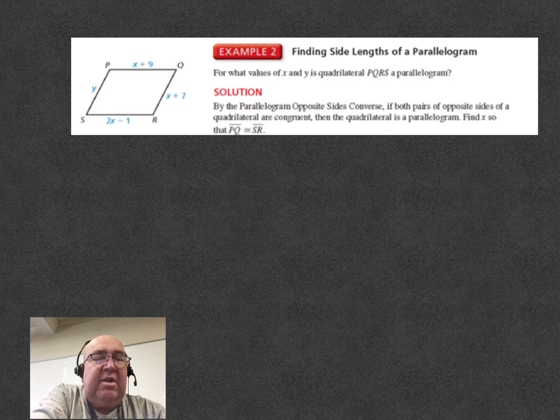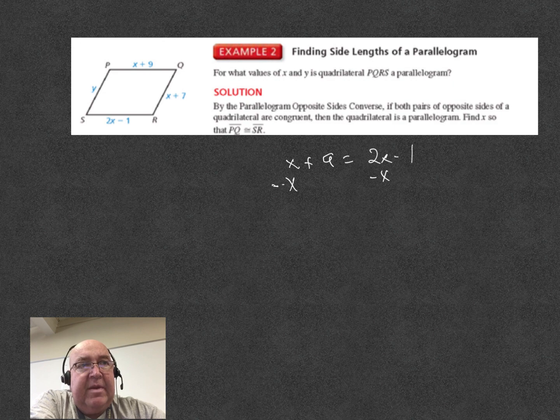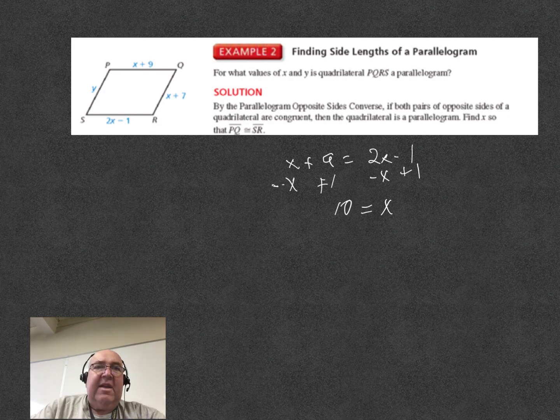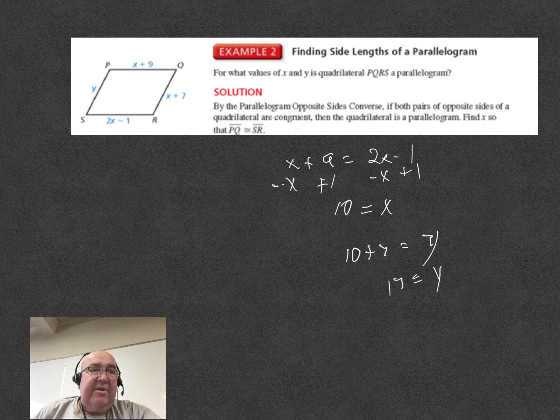So we're going to find x and y by using the fact that our opposite sides are congruent. So we have x plus 9 is equal to 2x minus 1. I'm going to subtract x, and add 1 and add 1, and I get x equals 10. So our value of x is 10. Then if x is 10, we have 10 plus 7 is equal to y, so 17 is equal to y. And those are the values that would make that a parallelogram.